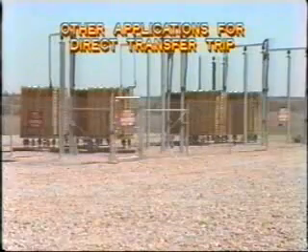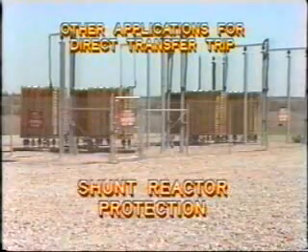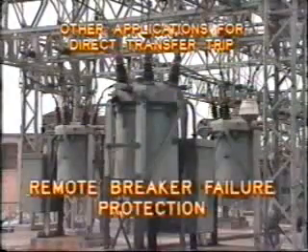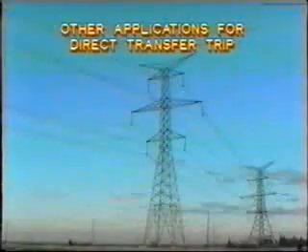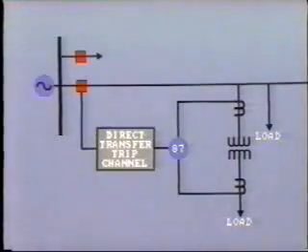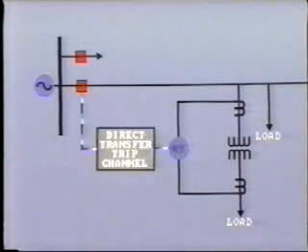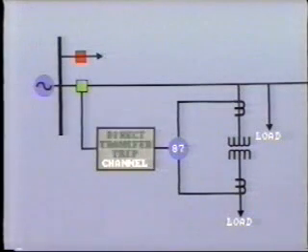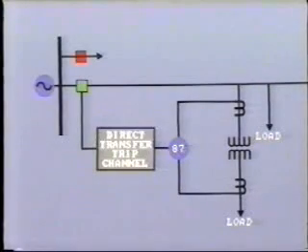Other applications for the direct transfer trip are A, shunt reactor protection where there is no local breaker, B, remote breaker failure protection, and C, line protection. We'll look at this in a moment. This diagram shows the arrangement for a transformer with no local breaker on the high voltage primary. Operation of the differential relay 87 initiates a signal to trip the line breaker at the remote substation. As there is no supervisory relay at the breaker end, this is known as direct transfer tripping.